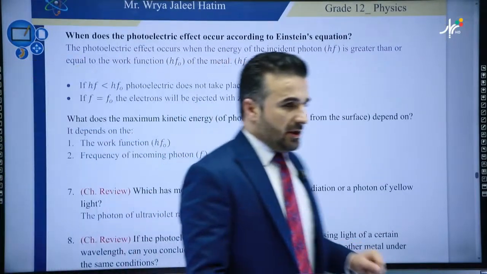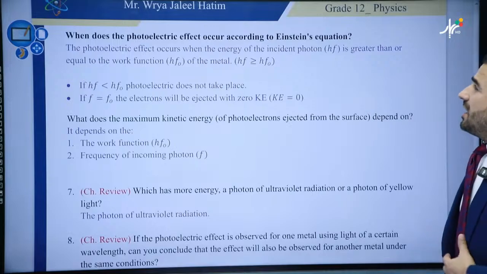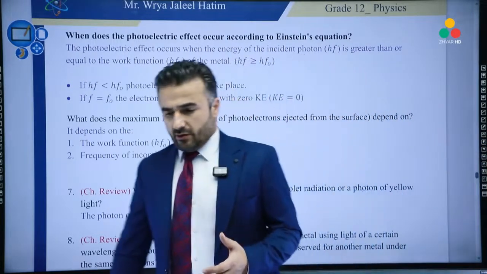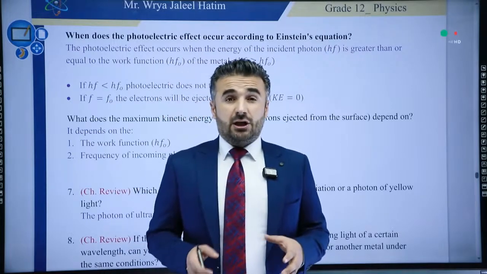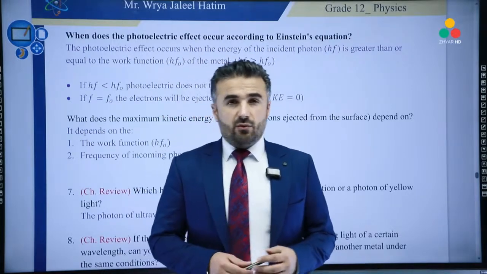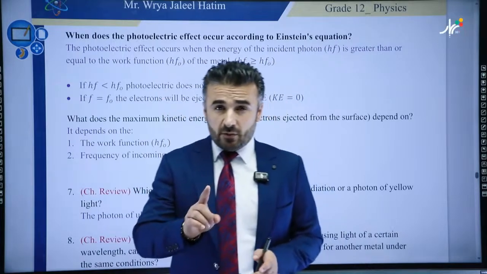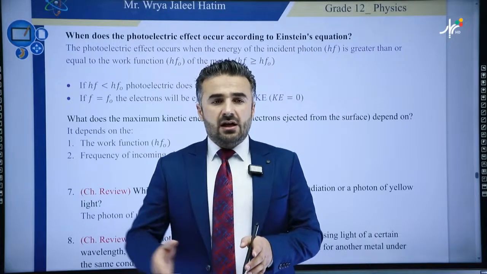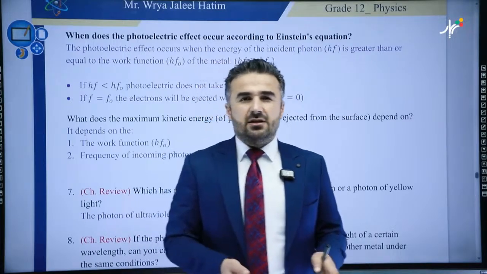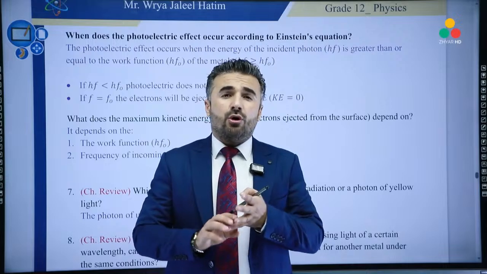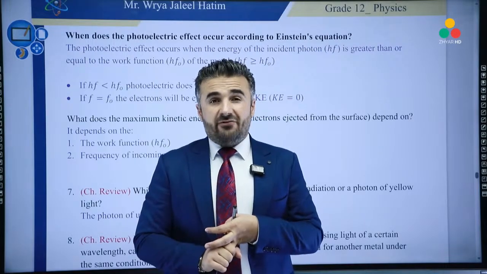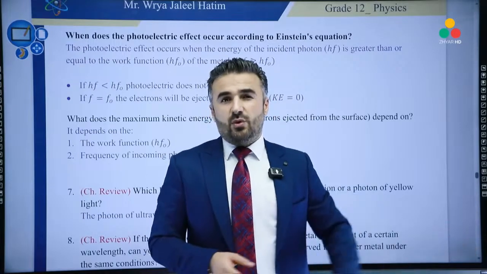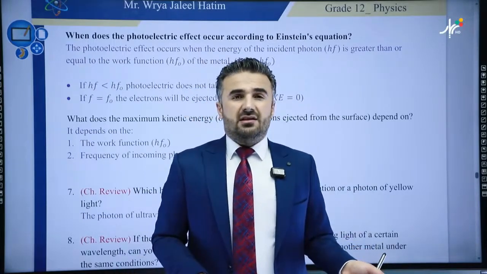It says, when does the photoelectric effect occur according to Einstein's equation? We've learned about Einstein's equation. So the photoelectric effect occurs if, remember this, the frequency of the incident photon is bigger than or equal to the threshold frequency. If it is bigger than the threshold frequency, of course, the electrons will be extracted at some speed. We can find the kinetic energy for that electron as well.